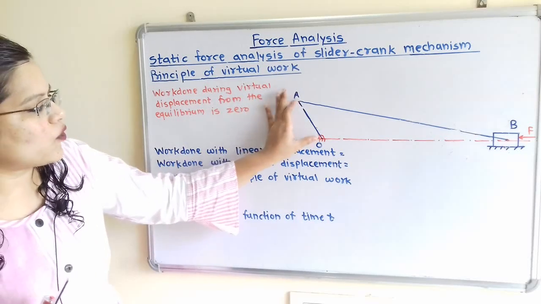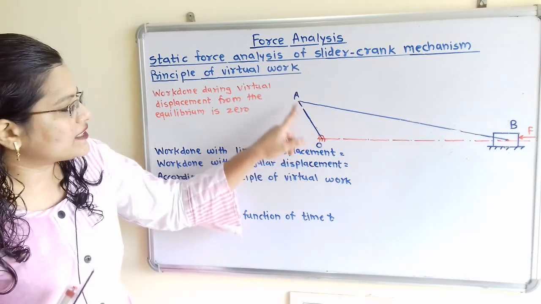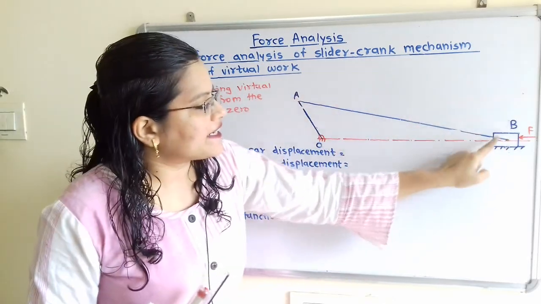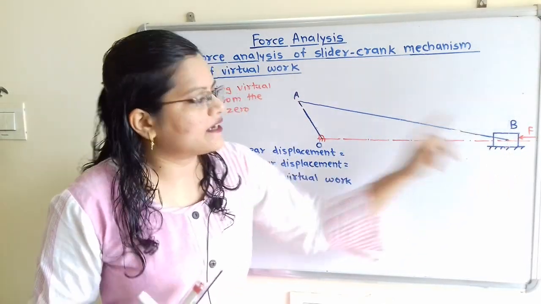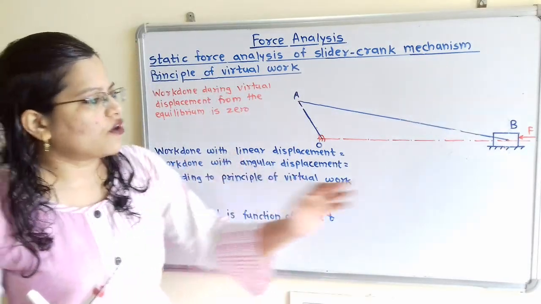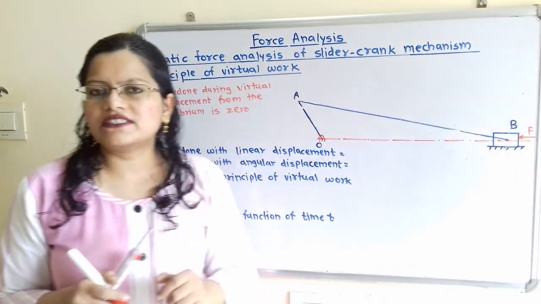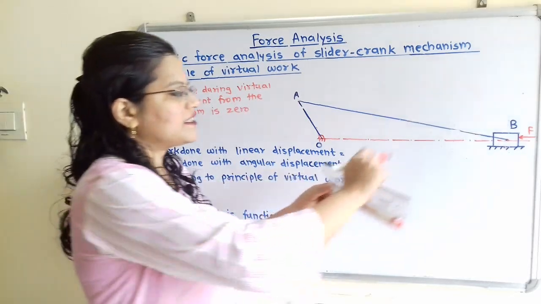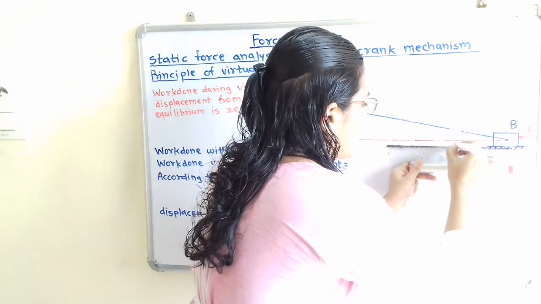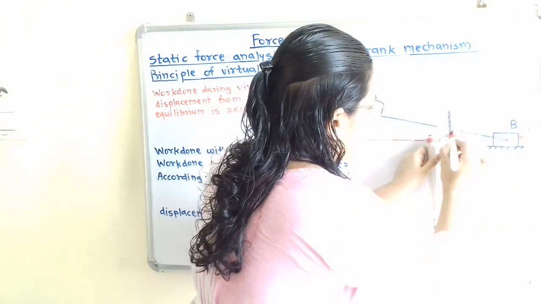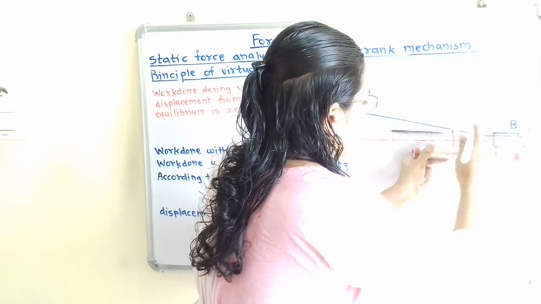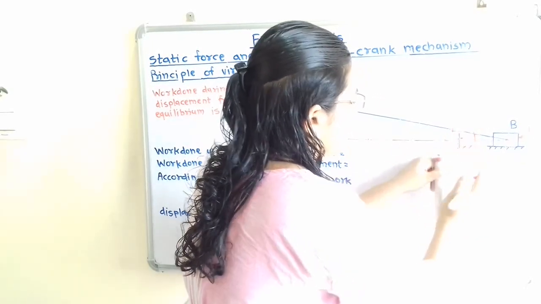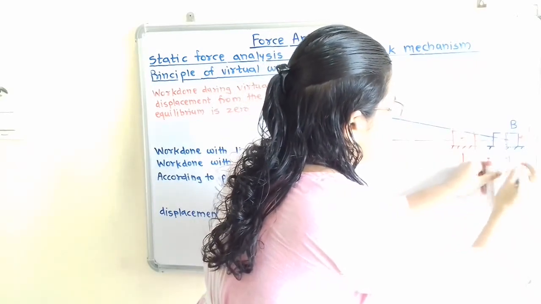This is the crank OA. The end of this crank is pivoted at point O. Then AB is the connecting rod and at end B there is the slider. Because of the applied force F on the slider, there is the displacement in the slider. So I will show this displacement dx taking place in slider with the help of red marker. So this is the initial position and this is the final position, and this displacement is dx.